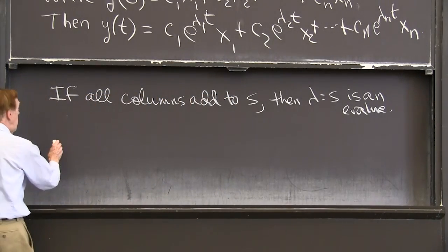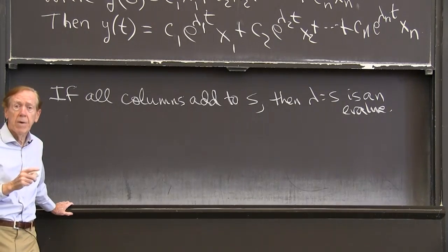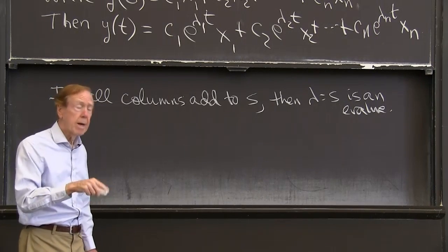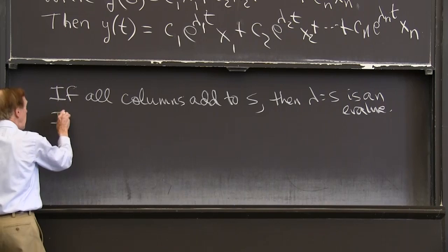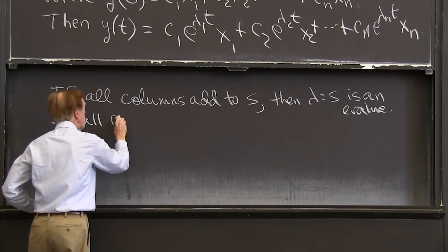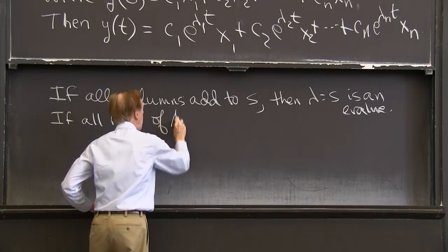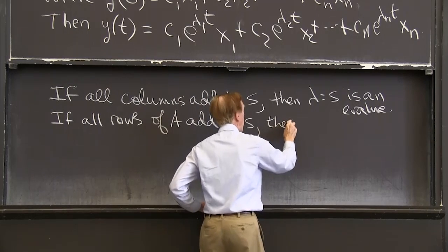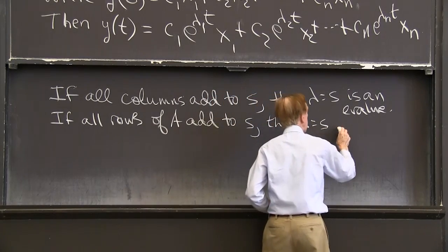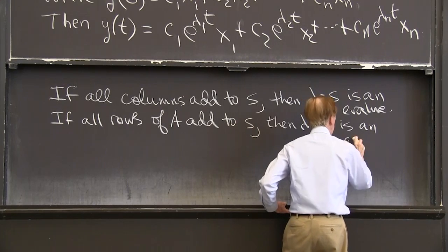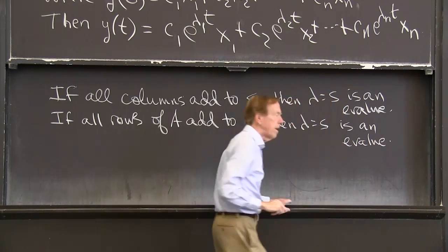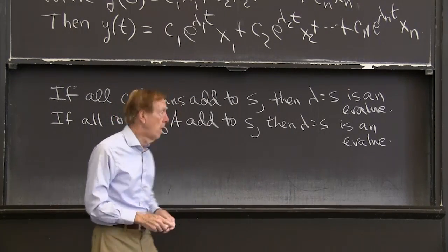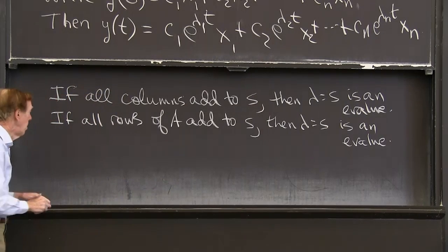Okay, and also, this is another point about eigenvalues, good to make. The eigenvalues of A transpose are the same as the eigenvalues of A. So I could also say if all rows of A add to S, then lambda equal S is an eigenvalue. I'm saying that the eigenvalues of a matrix and the eigenvalues of the transpose are the same. And maybe you would like to just see why that's true.